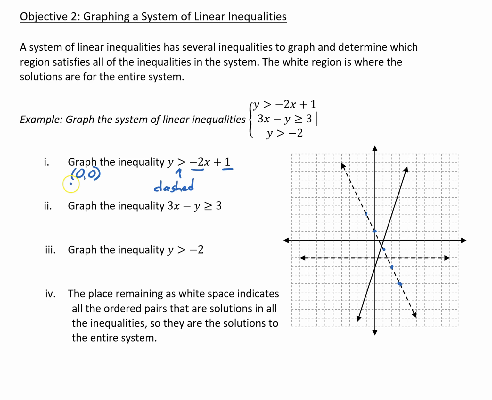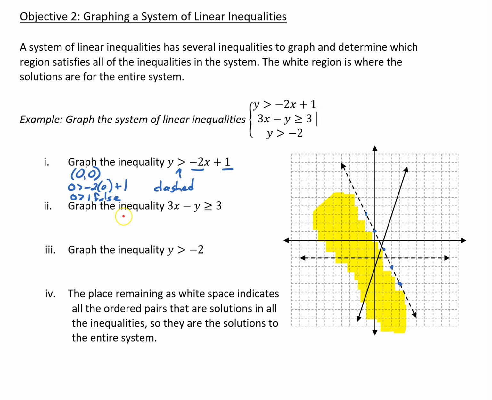I take the 0 value and substitute it in for both x and y and see if I get a true statement. In this case, I would have 0 is greater than negative 2 times 0 plus 1, which will give me 0 is greater than 1, which is false. And in this class, we shade the false side. And since 0, 0 was false, I shade to the left of my line where 0, 0 is.